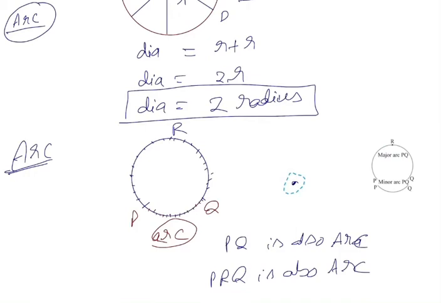So if we pick any 2 points on a circle, they divide the circle into 2 parts. The smaller part of the circle is called the minor arc, and the bigger part is called the major arc. The smaller part is represented by 2 letters, PQ, and the larger part is generally represented by 3 letters. Most of the time we use this symbol to represent the arc.